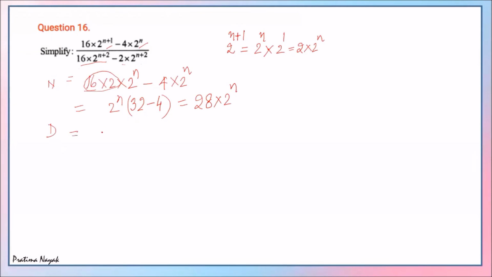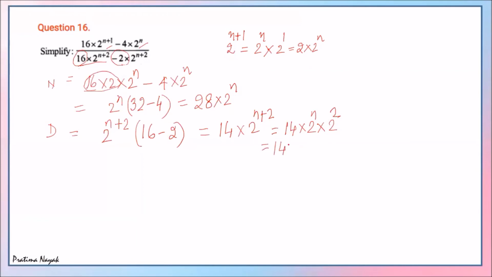Coming to the denominator, I'll take 2 to the power n common. So what is left? Here 16 is left, here 2 is left. So 16 minus 2. How much is this? 16 minus 2 is 14. So it will be 14 into 2 to the power n plus 2. Now can I make it into 2 to the power n? Yes, I can. I'll write 2 to the power n into 2 to the power 2. 2 to the power 2 is how much? It will be 4. So 14 into 4 into 2 to the power n.